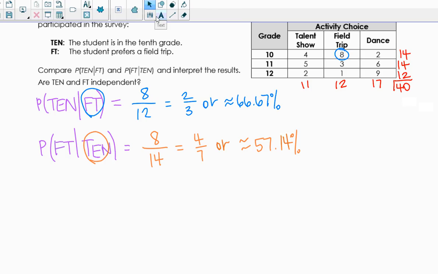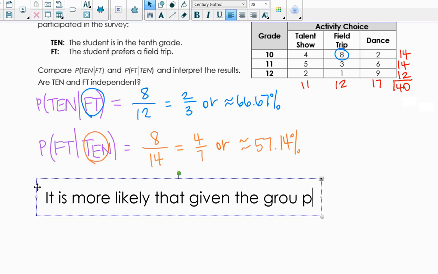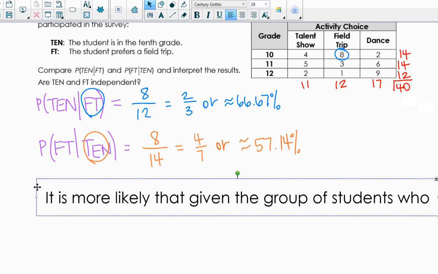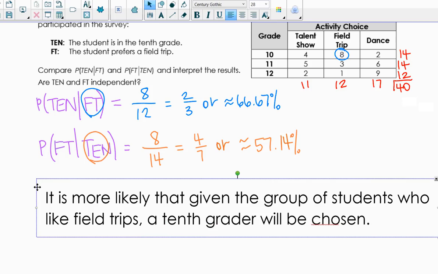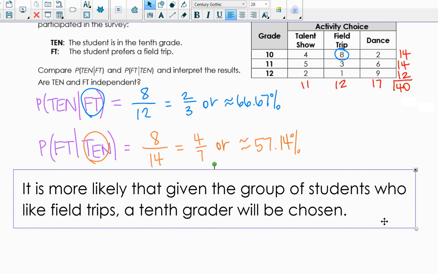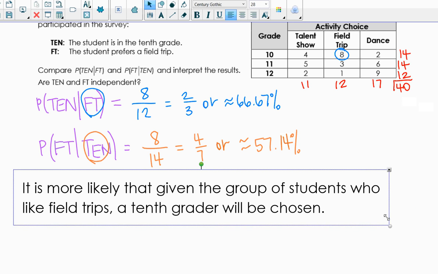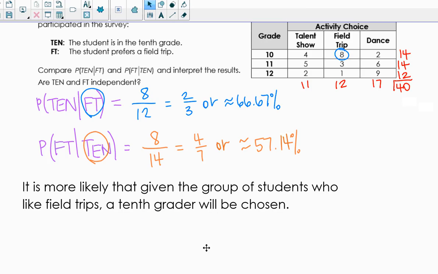Okay, so I'm actually going to type. There we go. It is more likely that given the group of students who like field trips, a 10th grader will be chosen. Okay, perfect. There we go. And hey, it's a little legible. Thank you, typing. All right, cool. So there's the conditional.